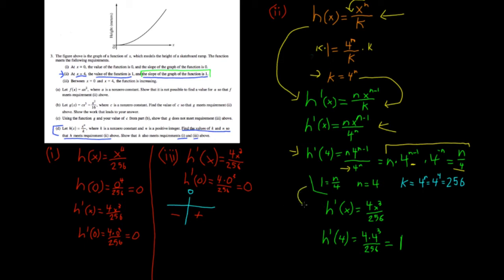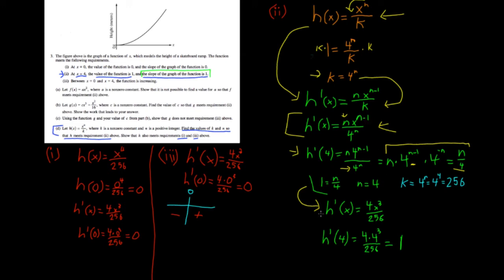Now in this next step, h prime of x is equal to 4x cubed over 256. All we're doing here is simply plugging in n to our original h prime of x, which is right here. So that h prime of x, we plug in the n, this initial m, and then initial n times x to the n minus 1, which is 3. 4 minus 1 is 3.